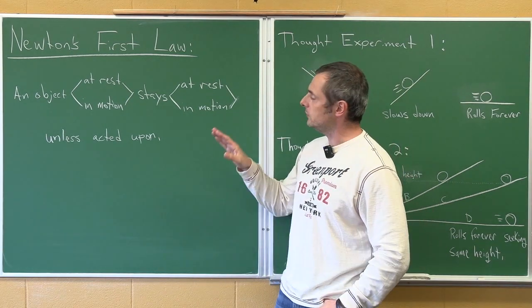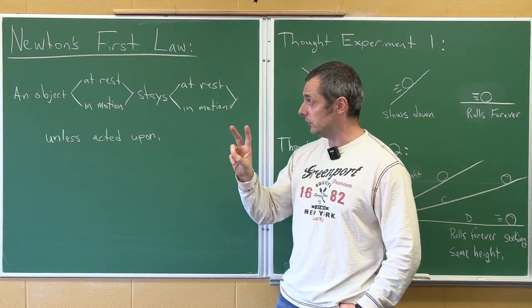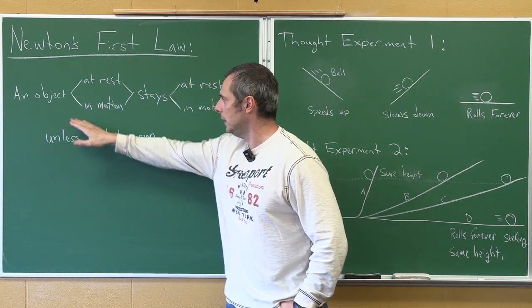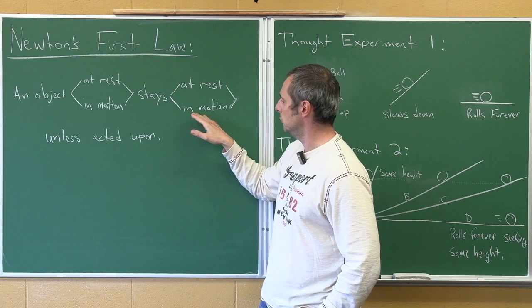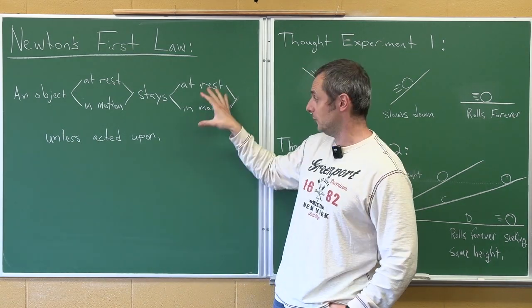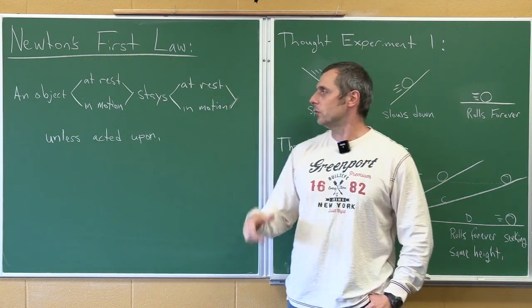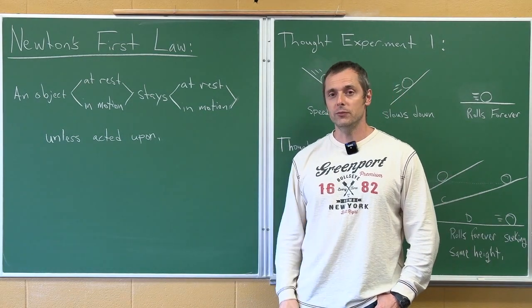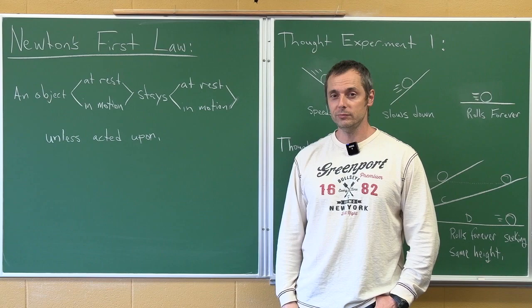Oh, before I pause, this is actually two sentences that Galileo said. One is an object at rest stays at rest unless acted upon, and one is an object in motion stays in motion unless acted upon. I got a little lazy, so I made two sentences like this. So go ahead and jot them down either as two sentences or like this if you'd like. I'll pause the video now to let you do that.